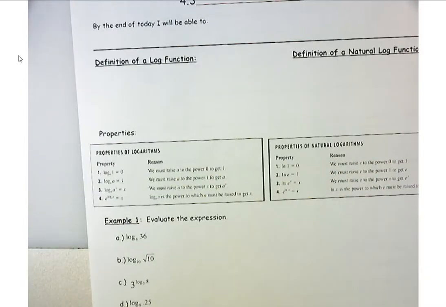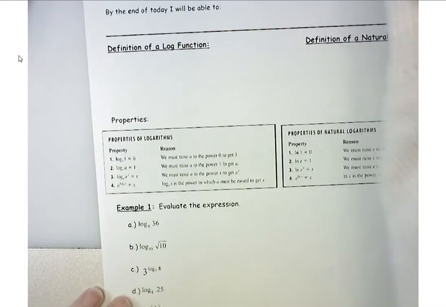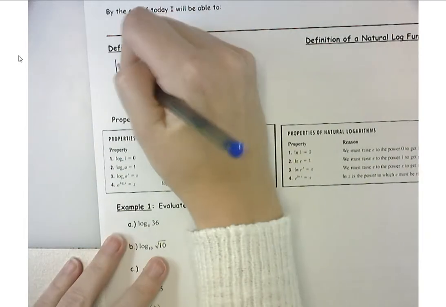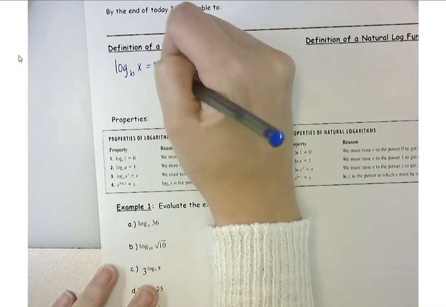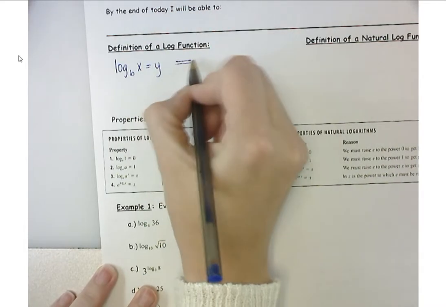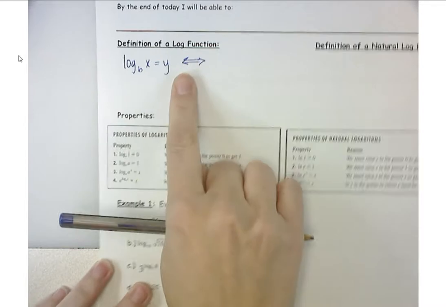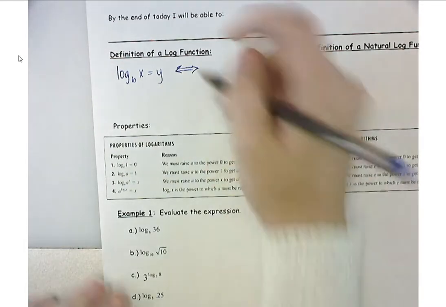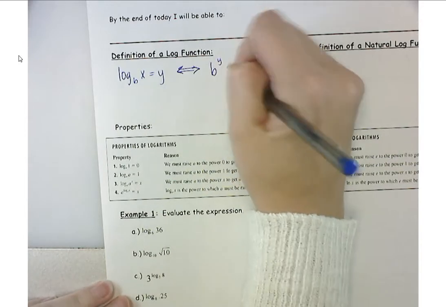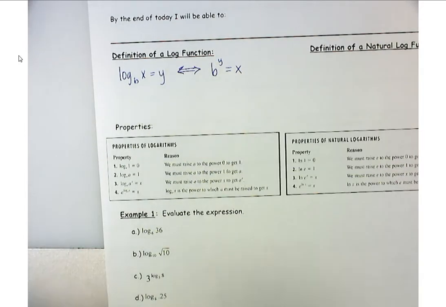All right, so the definition of a log function is if you have log base b of x equal to y, you can write it as, and this is a double-sided arrow because it goes both ways, b to the y power equals x.